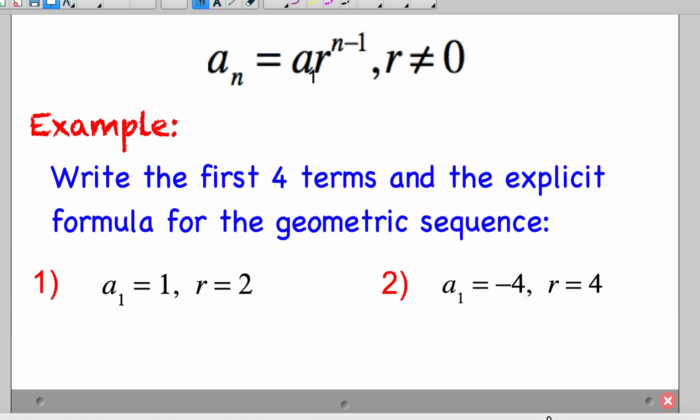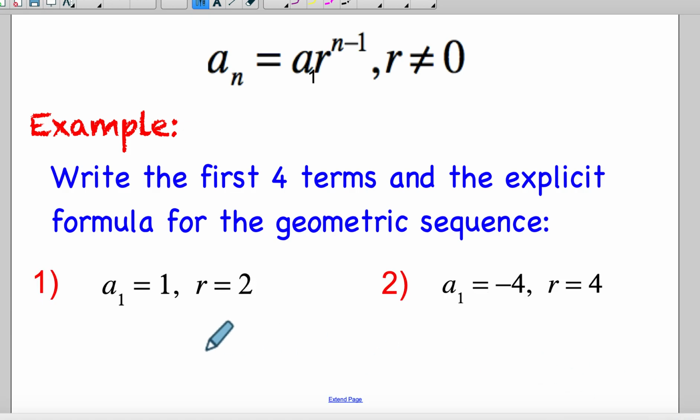Okay, so first one here, I think I only have 2 examples. So first 4 terms, well, I got 1, I got 2, I got 3, I got 4. All right, first term is 1. It's telling me that. First term is 1, so that's easy. And then it says the common ratio is 2, right? So that just basically means you're gonna multiply by 2 each time.